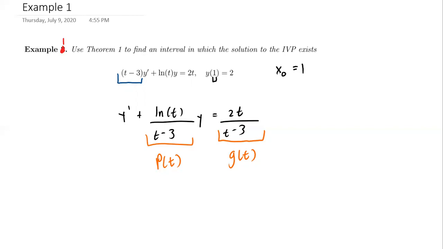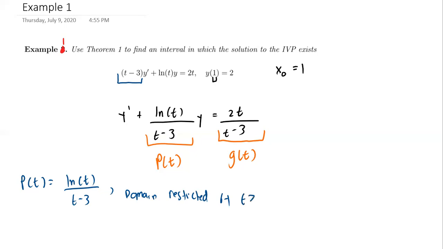So first of all, let's look at the domain of p of t. So p of t equals ln of t divided by t minus 3. Since there's a natural log there, you know that the domain of natural log is all t values greater than 0. So for sure, our domain is restricted by that. So the domain here is at least restricted by t being greater than 0.